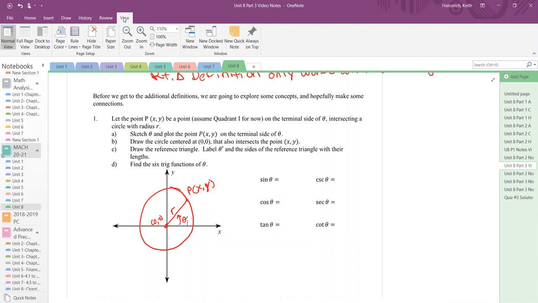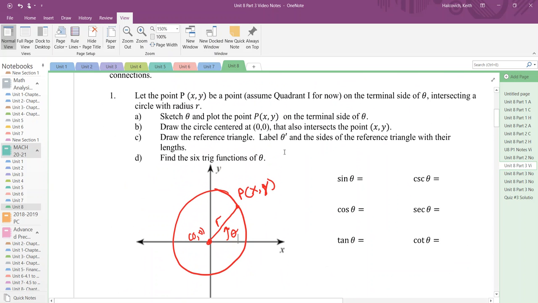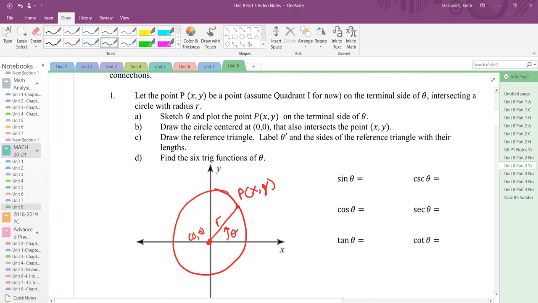Let me make this a little bigger. Now it says draw the reference triangle. So the reference triangle would be here. This would be your reference angle. Remember, theta and theta prime would be the same here. And label the sides: this would be the x coordinate, and the up and down would be the y coordinate. And r is the hypotenuse, the radius.